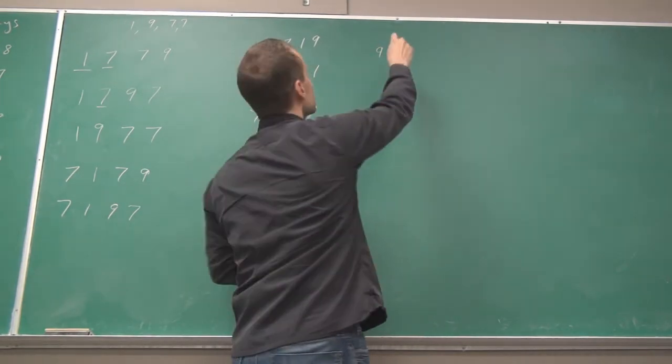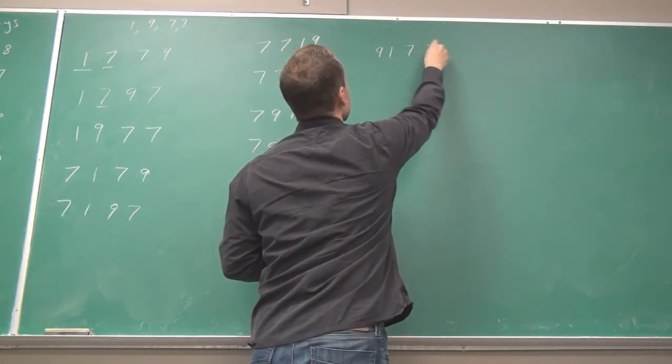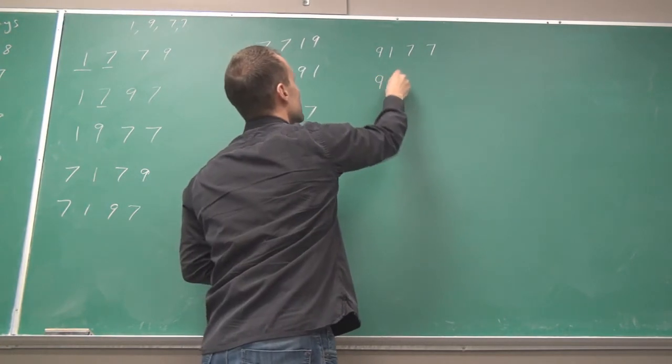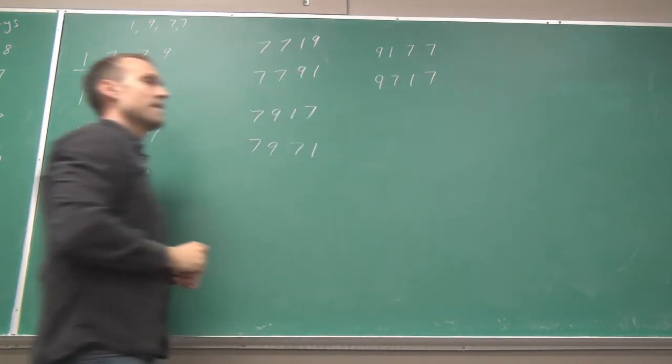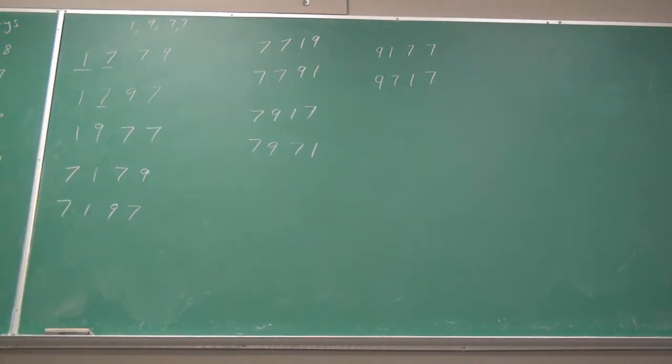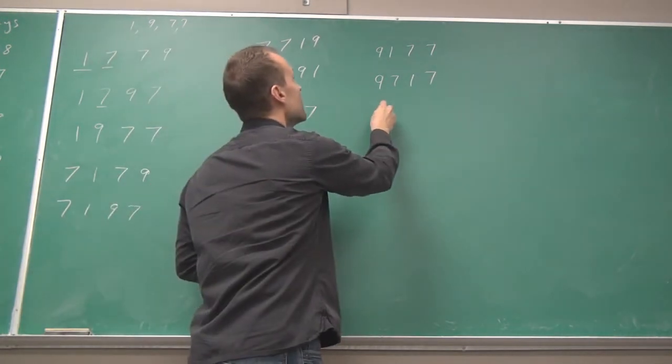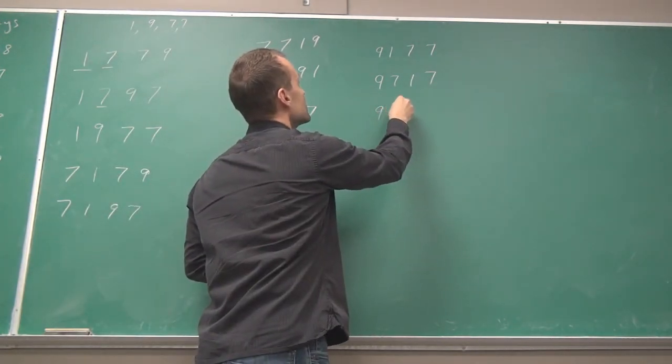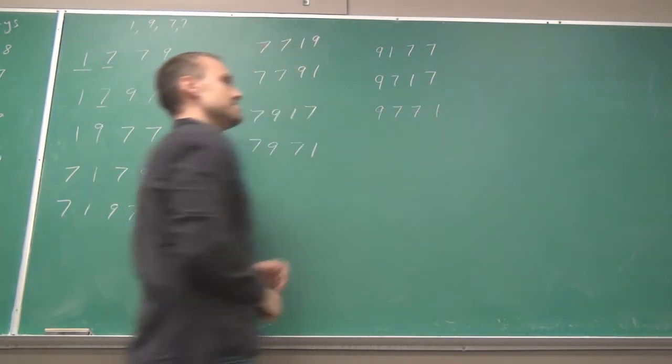This is on camera, it is. Following that system, that plan, which one would be next? 9771. Sorry, say again? 9771.